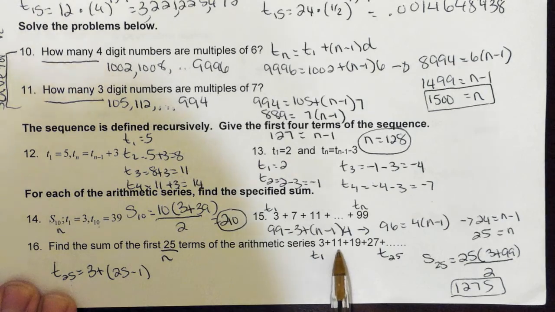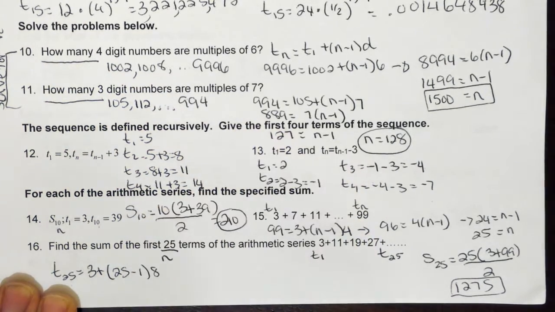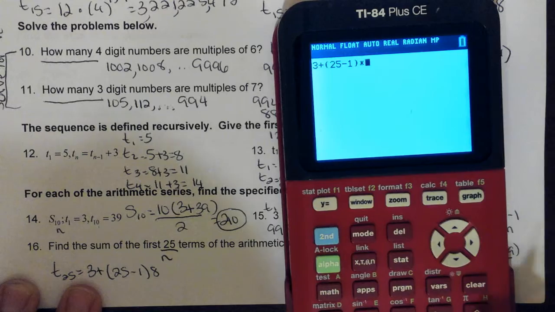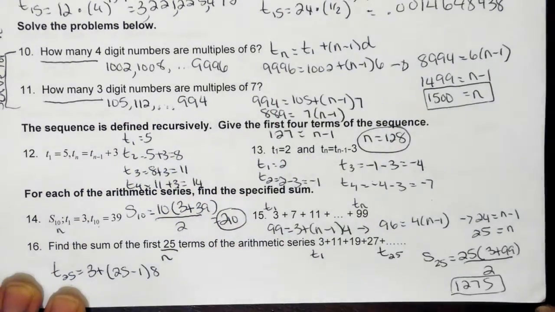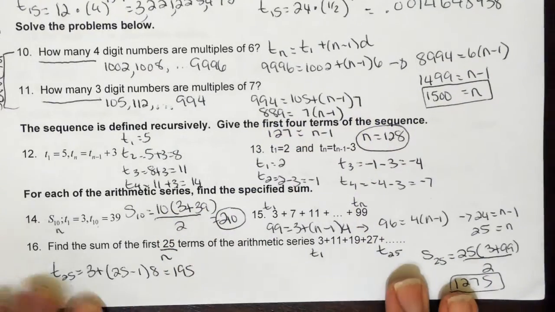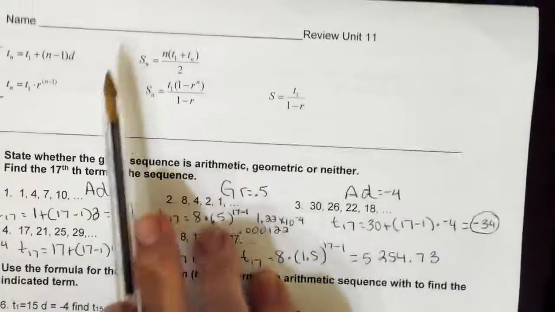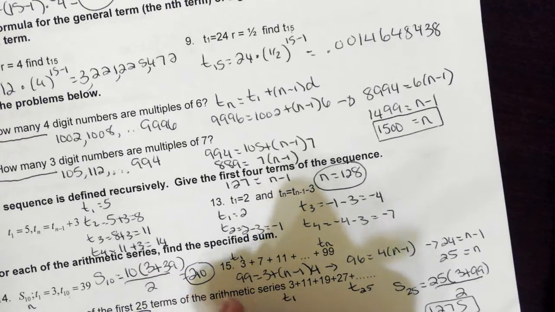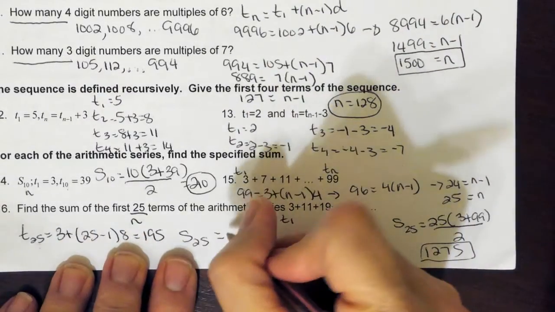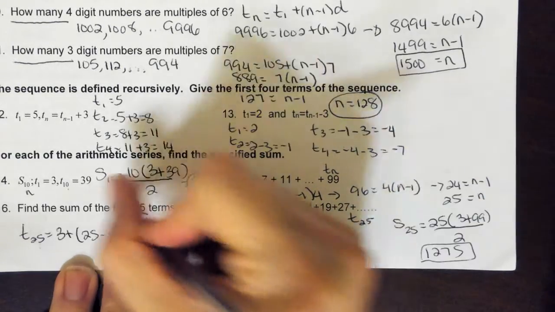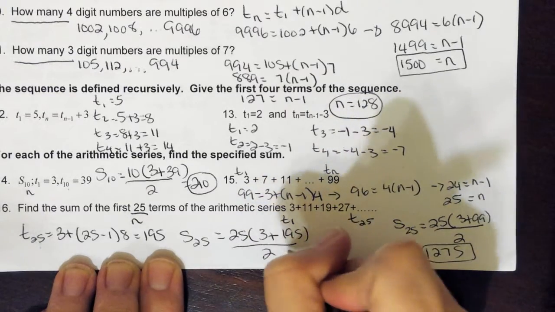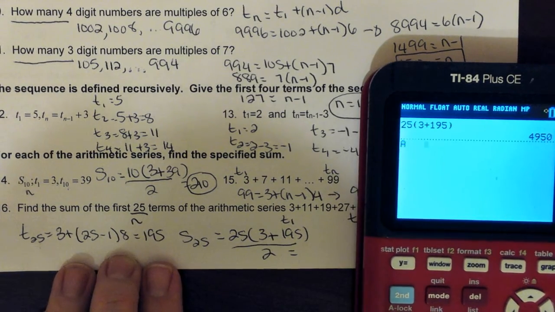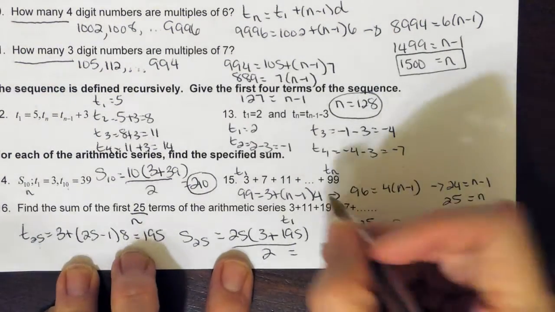Well, what am I doing to get from 3 to 11? I'm adding 8, so my d is 8. I'm going to go type that in my calculator, 3 plus 25 minus 1 times 8, and they tell me that my 25th term is 195. Okay, so now I can go plug into this equation, because now I know my n, my first term, my last term. So S25 equals, my n is 25, my first term is 3, my last term is 195, all divided by 2. So 25 parentheses, 3 plus 195, enter, divided by 2, 2,475.